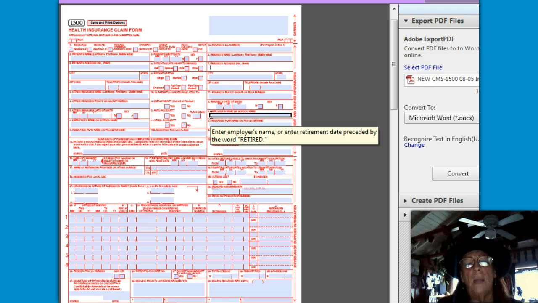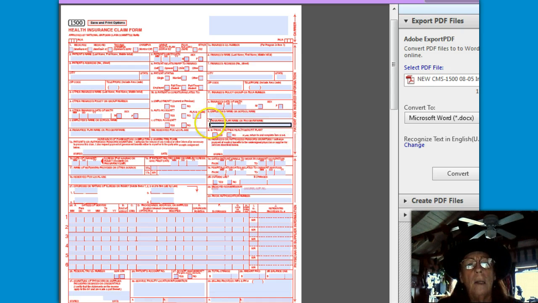So this insurance came through their employer. They have a group plan. You'll type in the employer. If the patient is retired, you'll type in the word retired. That relates to Medicare. Underneath that, then you have the company's ID number for the primary insurance.